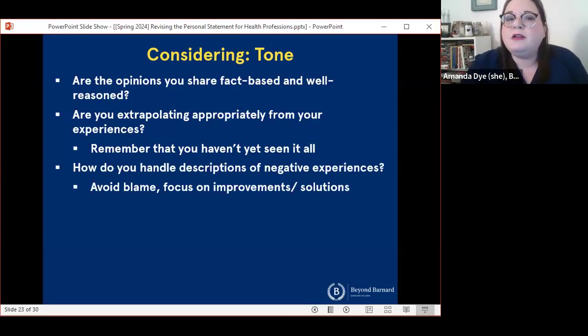If you're talking about an experience that has any kind of a negative valence, how are you handling that? Remembering that it's really important, if you're talking about something like maybe part of your inspiration to pursue a career in medicine was a member of your family having a really tough experience in the healthcare system. Okay, are you presenting that in a way that doesn't blame individual practitioners and rather focuses on why that experience was so motivating for you and what are the things that you want to be able to do in your career to address those kinds of ills within the system?